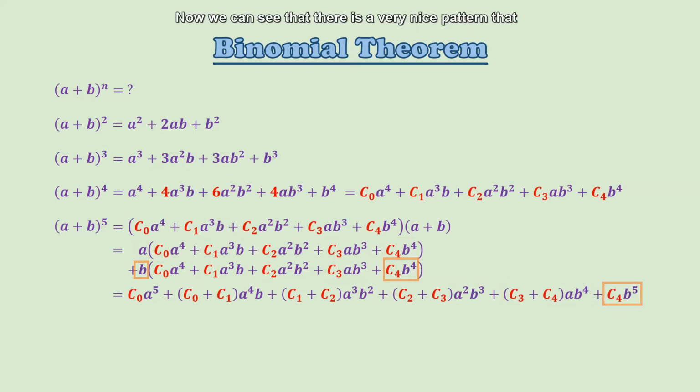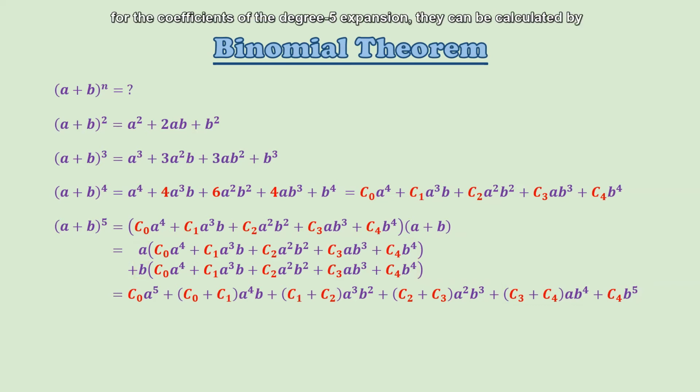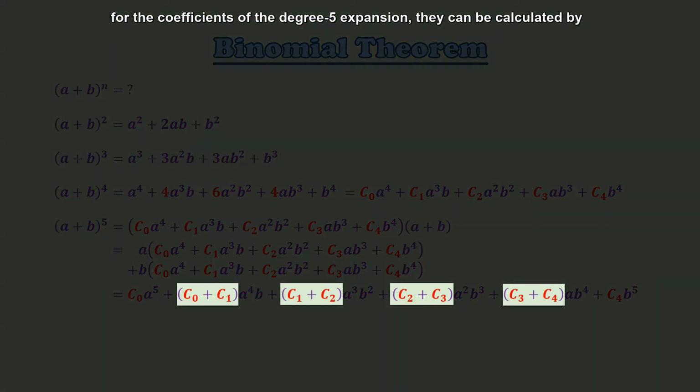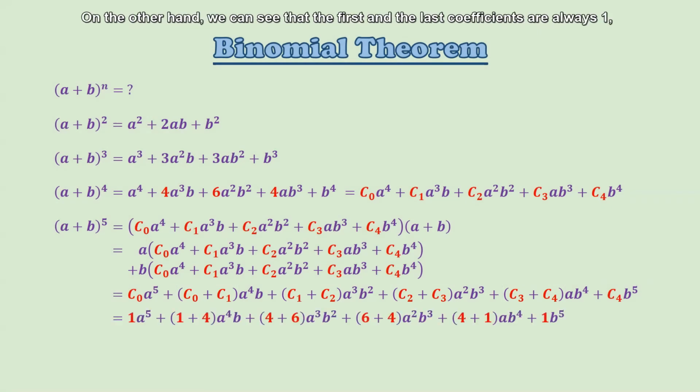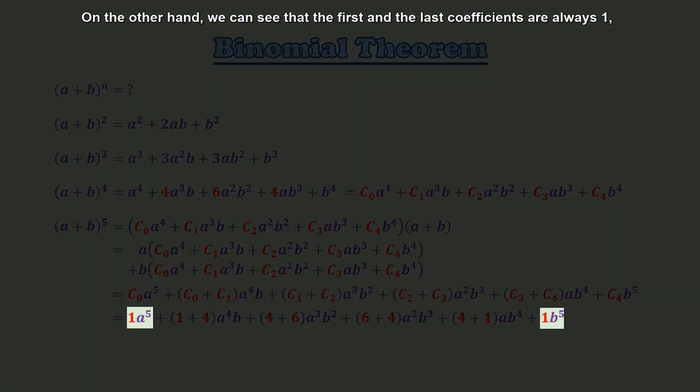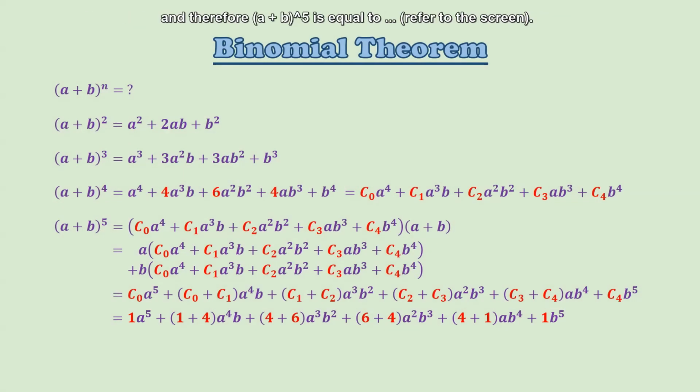Now we can see that there is a very nice pattern that for the coefficients of the degree 5 expansion, they can be calculated by the sum of the consecutive coefficients in the degree 4 expansion. On the other hand, we can see that the first and the last coefficients are always 1. And therefore (a + b)⁵ is equal to a⁵ + 5a⁴b + 10a³b² + 10a²b³ + 5ab⁴ + b⁵.